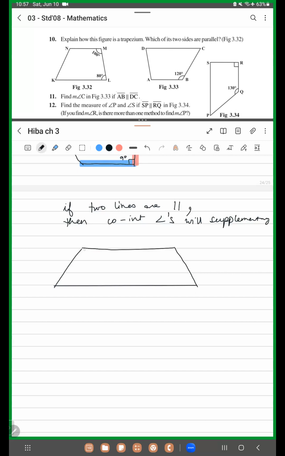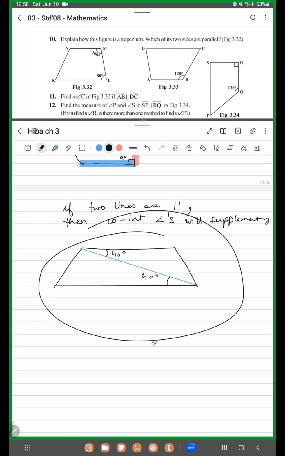Okay, and I'm giving you this, and I'm telling you that this angle is 40. I'm not talking about this angle because it doesn't matter right now. In this particular question, I am only concerned about this 40 degrees and this 40 degrees. And I am saying that, Hiba, tell me how is this quadrilateral a trapezium?